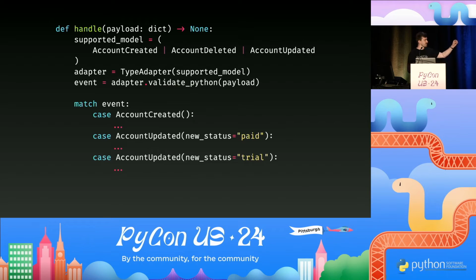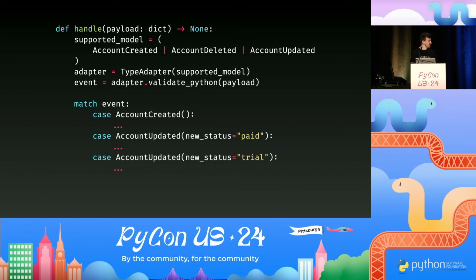And in the case of account updated, the middle one, this reads as, okay, this is an instance of account updated. It has an attribute called new status, and it's equal to paid. So yeah, this is one thing you have to learn to be able to read those match case statements. Okay, pretty much we saved the day by throwing just more pip installable libraries at the problem.